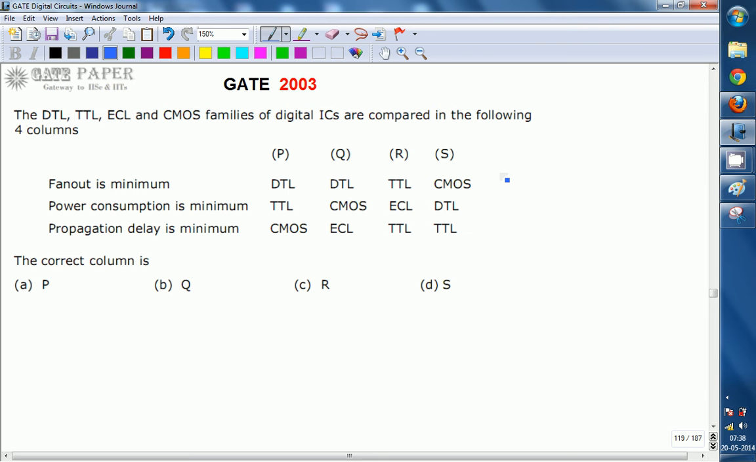Okay, fan out is nothing but the capability of driving more number of similar gates. If you are going with a NAND gate, for example, how much capability does that NAND gate have to drive similar NAND gates at its output, how many similar gates can it drive without violating the logic operations, without violating the logic levels at the outputs.